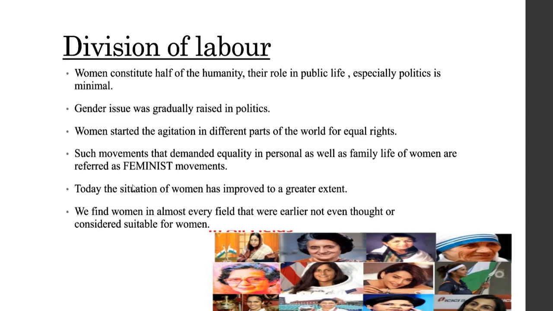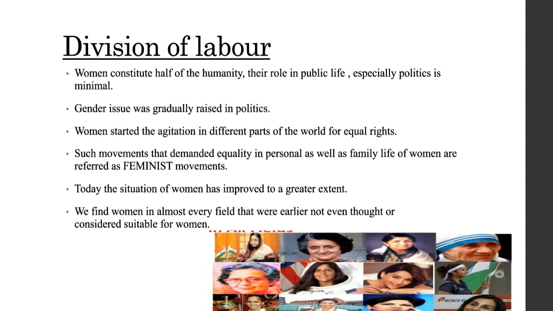Now again, the concept of feminist movement doesn't mean putting women above men. No, it is a wrong conception, a wrong perception as well. The concept of feminist movement is to bring equality between men and women. It is not about giving a superior place to women. No, it is about giving an equal place to women as to men. So both will be on equal levels. And if you see, today the situation of women has improved to a greater extent due to such movements only.